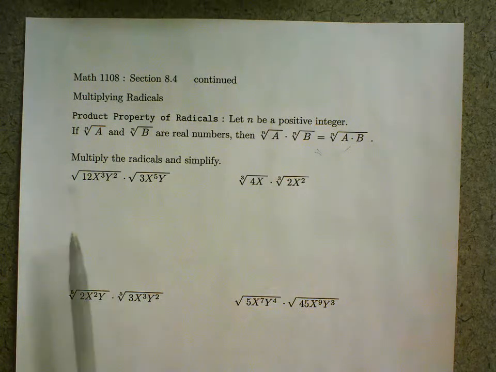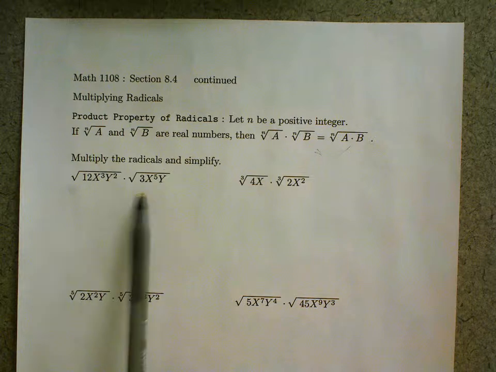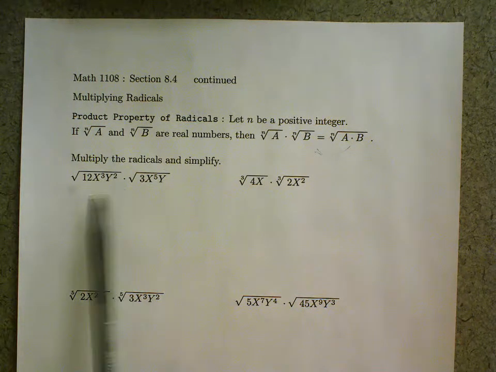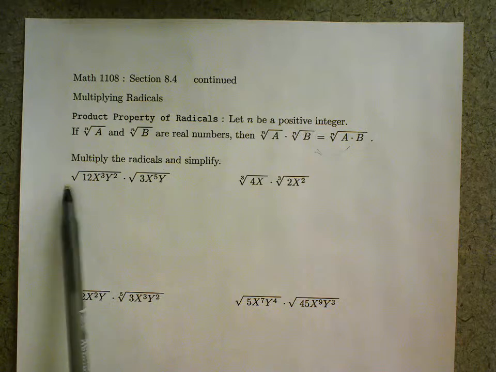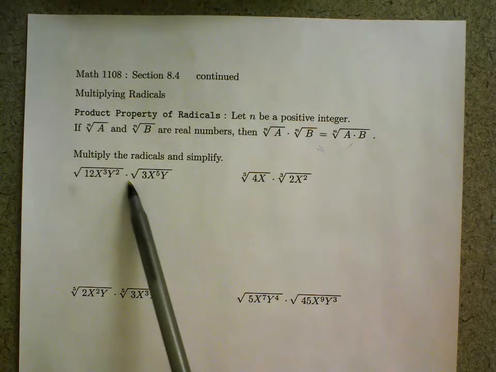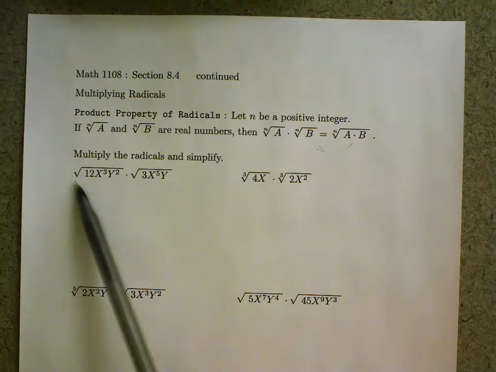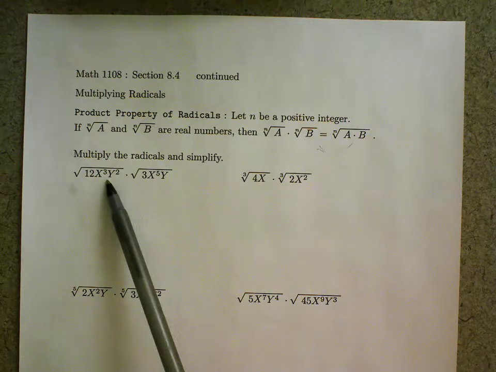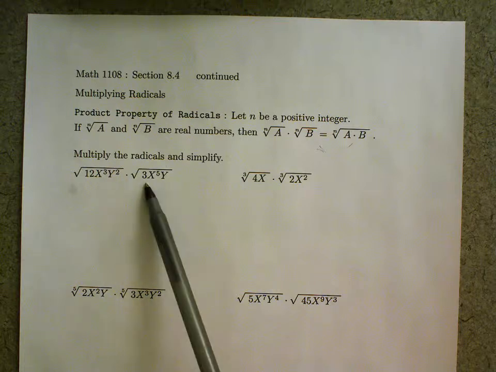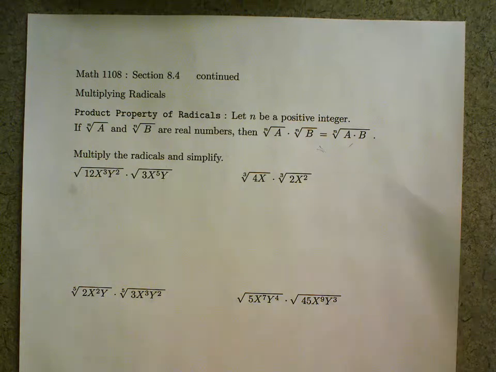There's more than one way to go about it, but in my opinion, there's a more efficient way to multiply radicals that have the same indexes. So here we want to multiply the square root of 12x to the third y to the second by the square root of 3x to the fifth y.